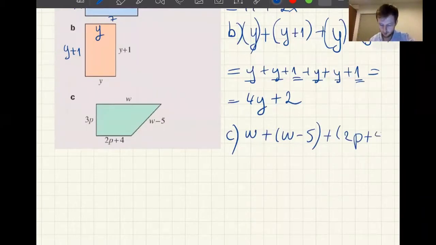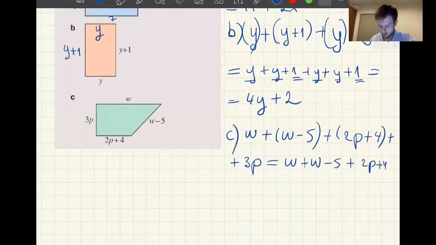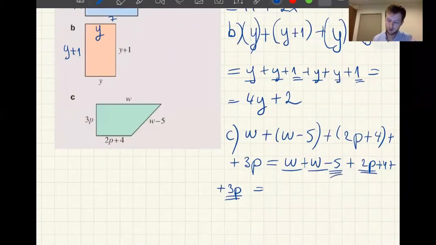2p plus 4, and then we go plus 3p equals, and here we can start opening the brackets. W plus w minus 5 plus 2p plus 4 plus 3p. I don't know, should I write it here? Yeah, I can write it here. So we have 2w, and look at this. We have 2p and we have 3p. They're both positive. And we have some numbers as well. We have negative 5 and we have positive 4.